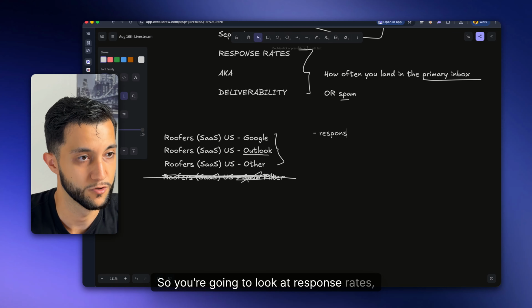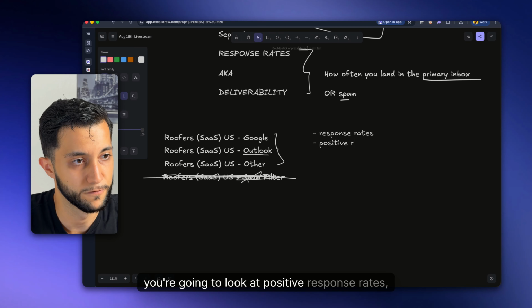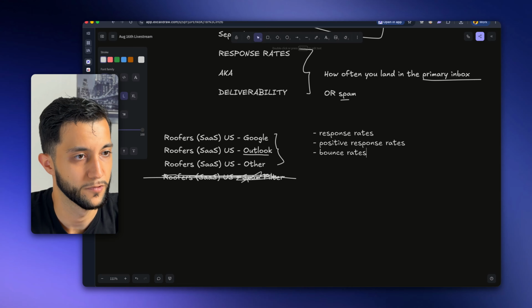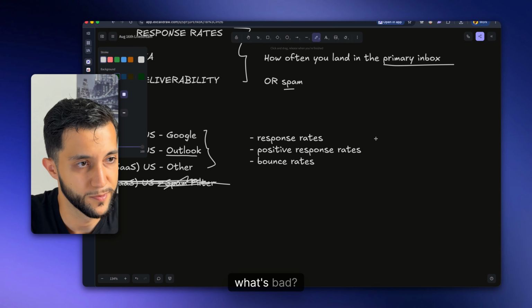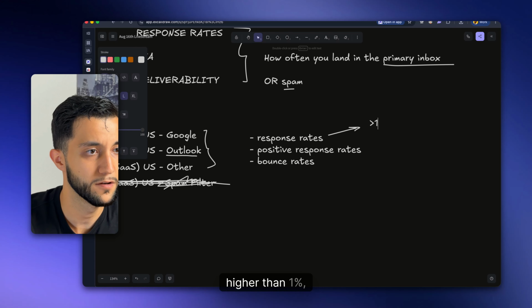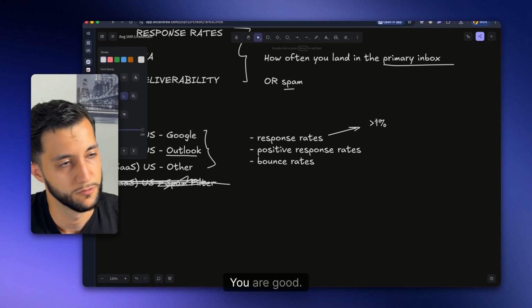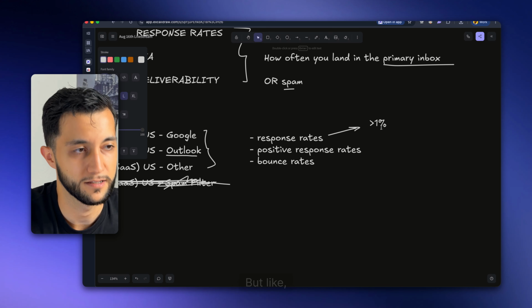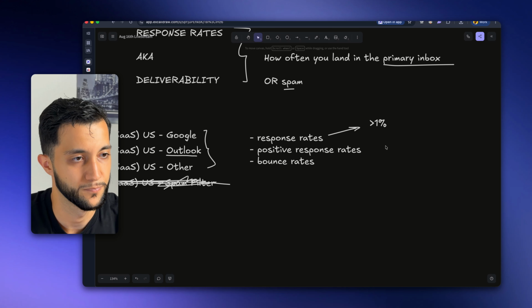You're going to look at response rates, positive response rates, and bounce rates. So what's good, what's bad? If the response rate is higher than 1%, you're good. If it's around 1%, it's still okay, but you definitely want to keep it above 1%.